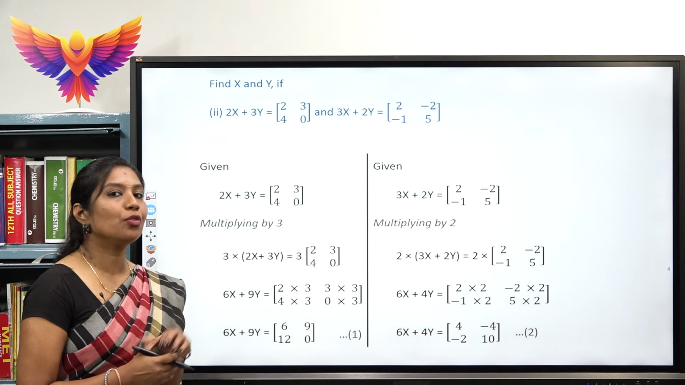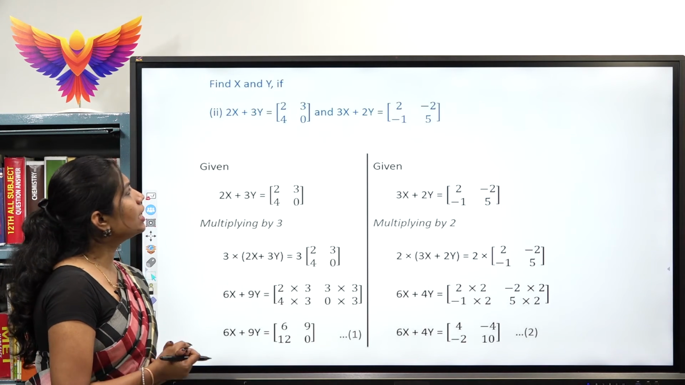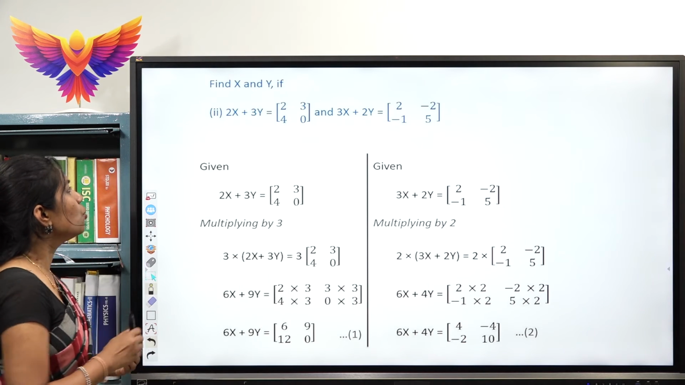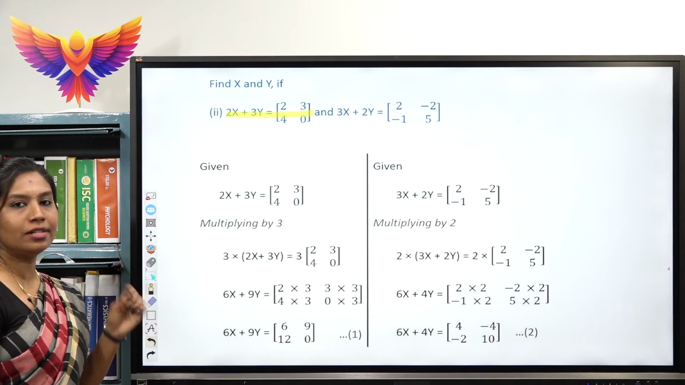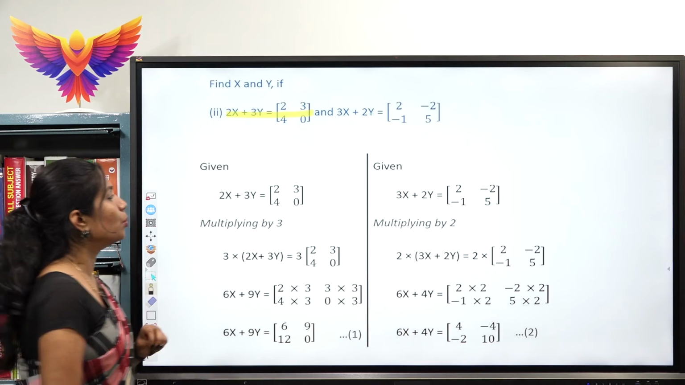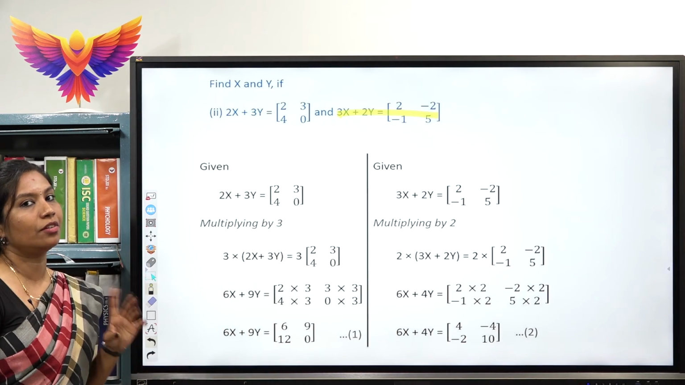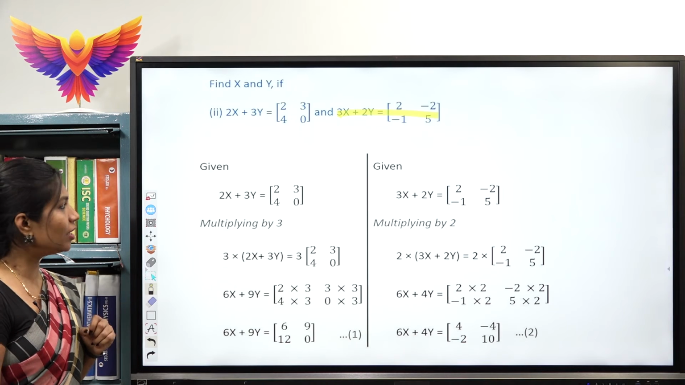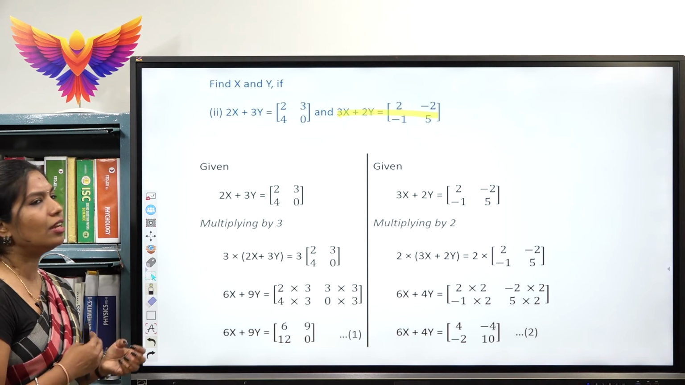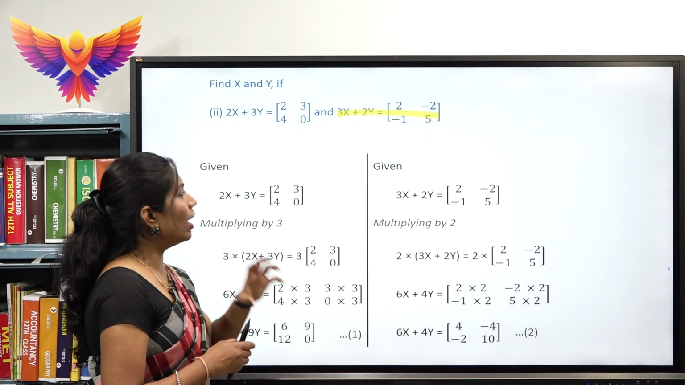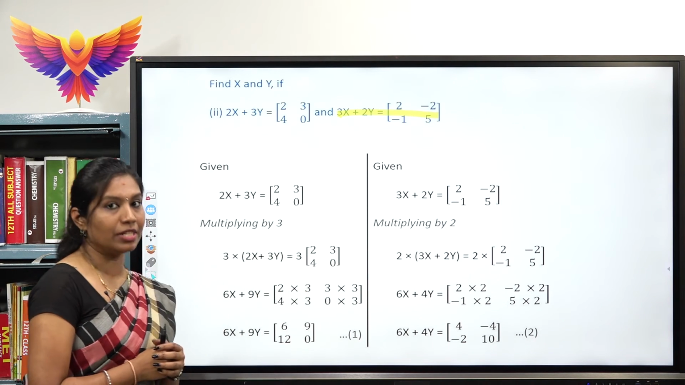We have a similar kind of one more question here, where I am supposed to find out what x is and what y is. The given equation is 2x plus 3y is equal to 2, 3, 4 and 0. We have a second equation which is 3x plus 2y is equal to 2, minus 2, minus 1 and 5. When I have to simplify this, it is the same procedure, multiply the given equation by 3 and do the normal simplification, just like how you solve simultaneous equations. We will see how it goes.